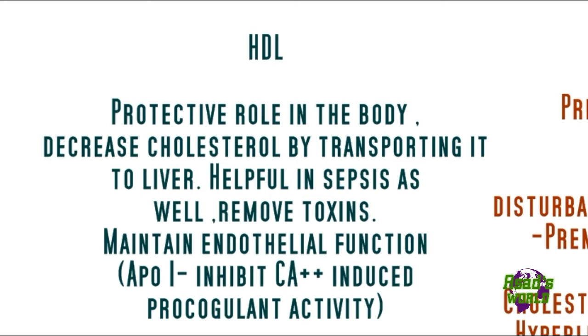HDL is very important as it has a very protective role in the body. It decreases cholesterol by transporting it to the liver, and it is also helpful in sepsis because it removes toxins and also maintains endothelial function. ApoA1 that is found in HDL inhibits calcium-induced procoagulant activity. The ideal ratio of cholesterol to HDL by the American Heart Association is 3.5:1.